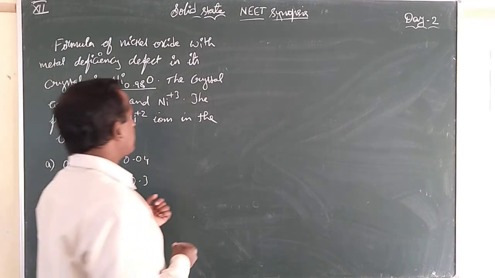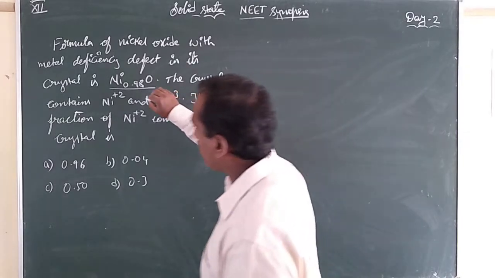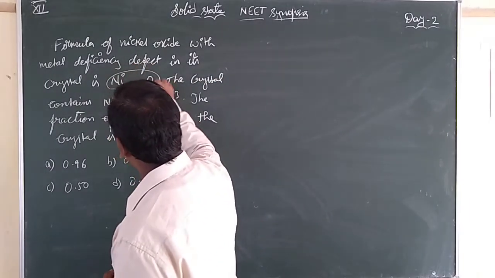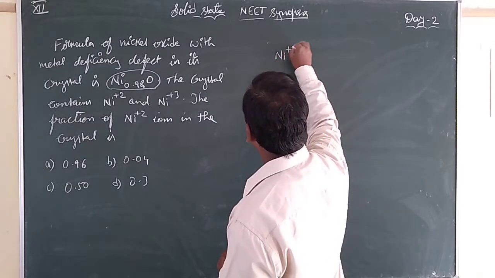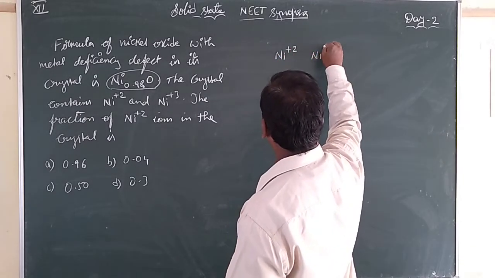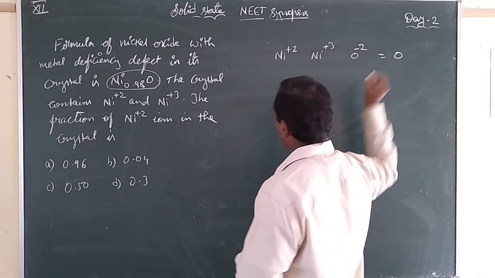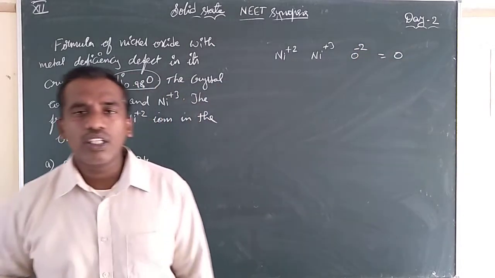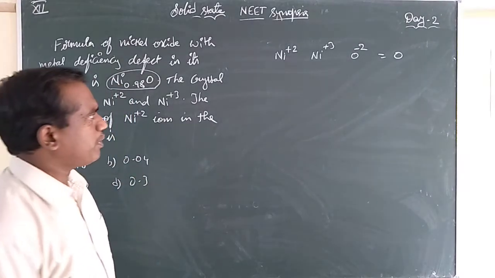Here, what things do we know? Is it having any charge in it? It is not having any charge. What type of ions are present in the crystal totally? Ni plus 2 is there, Ni plus 3 is there, and oxygen is minus 2. But there is no charge on the crystal. Total charge into its fraction or abundance we can speak.